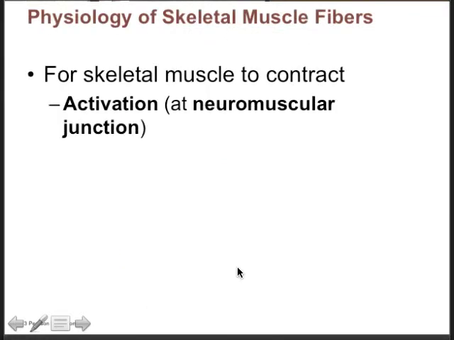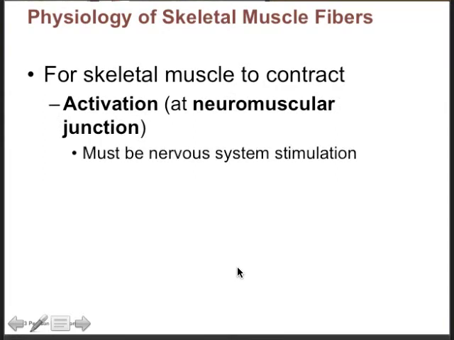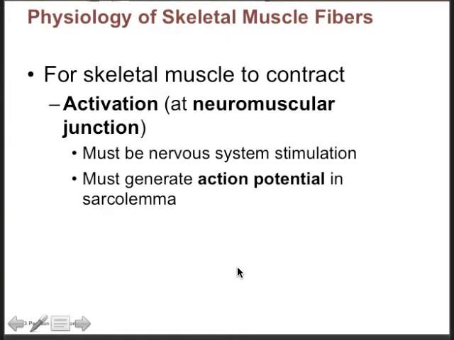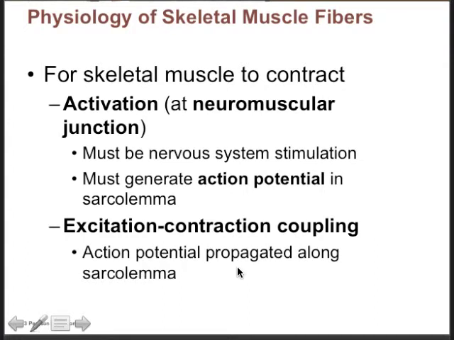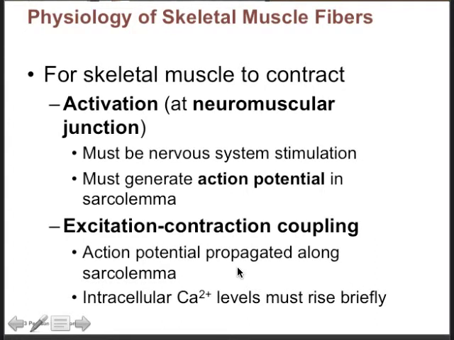For skeletal muscle to contract, we need activation at the neuromuscular junction, and this results from nervous system stimulation. It has to generate something called an action potential in the sarcolemma, which is going to lead eventually to excitation-contraction coupling. The action potential gets propagated along the sarcolemma, and intracellular calcium levels rise. Now you might say, okay, well wait a minute now. What is an action potential?